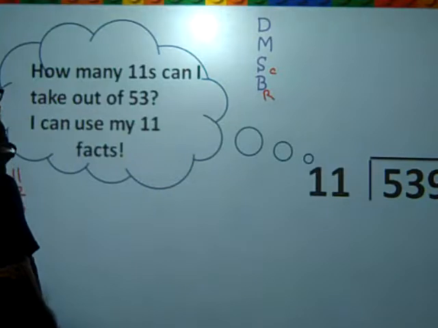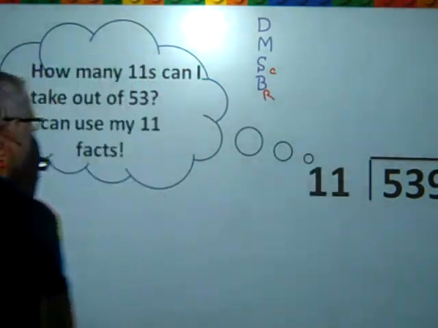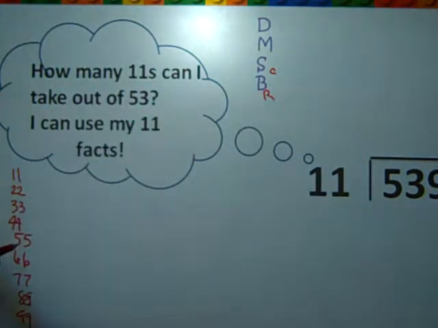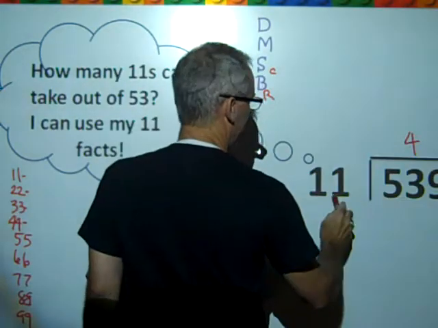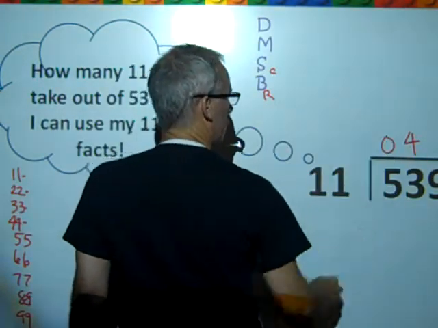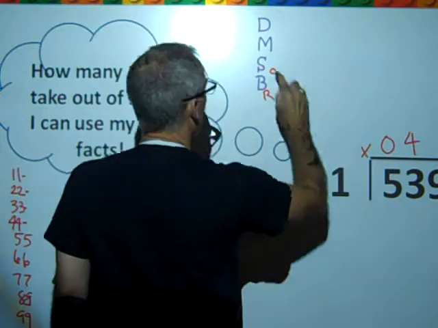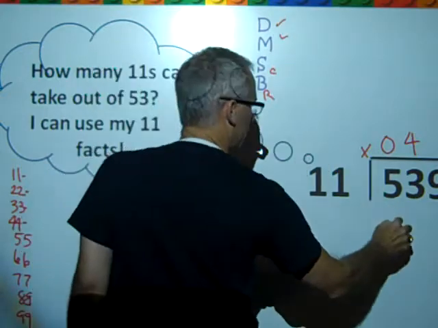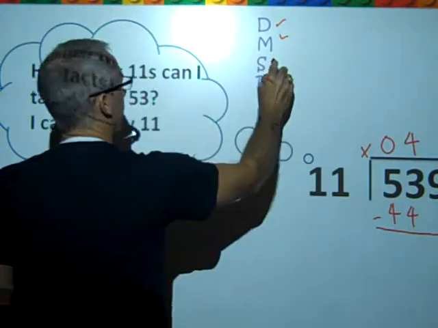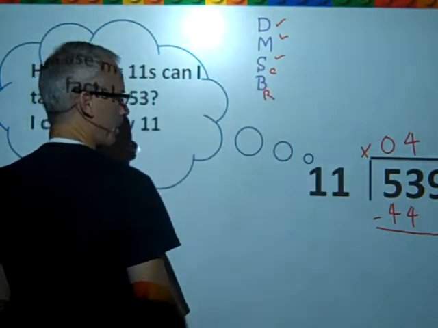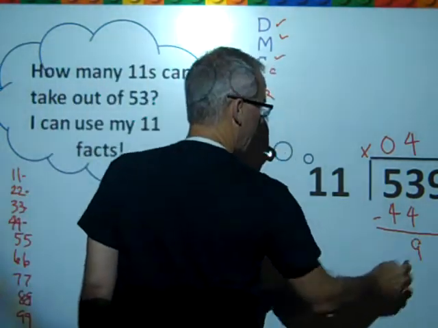How many groups of 11 can I take out of 53? Well, if I go down my list, 44, 55 is too much. So let's have 44. So 1, 2, 3, 4 groups, because I can't make a group of 11 out of 5. So 11 times 4 gives me 44. If I subtract those, 53 minus 44 is going to give me 9.